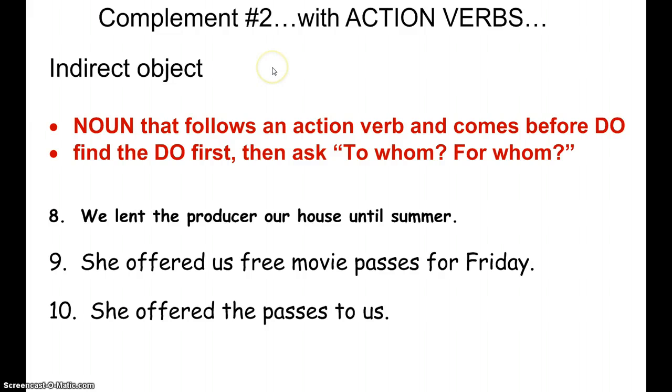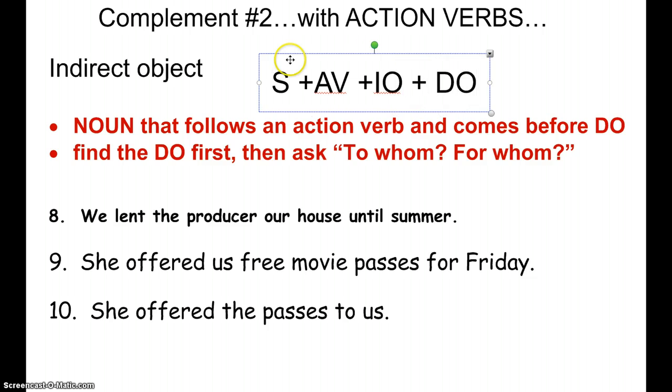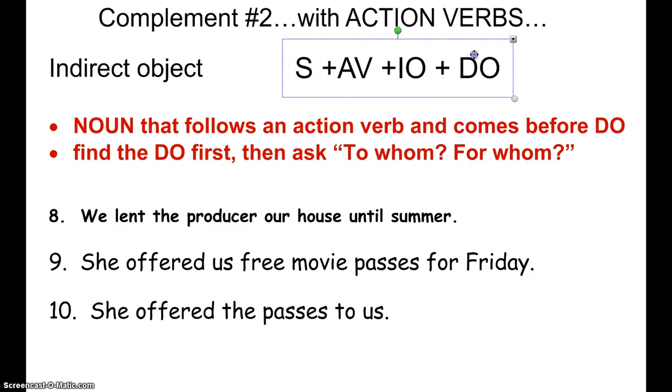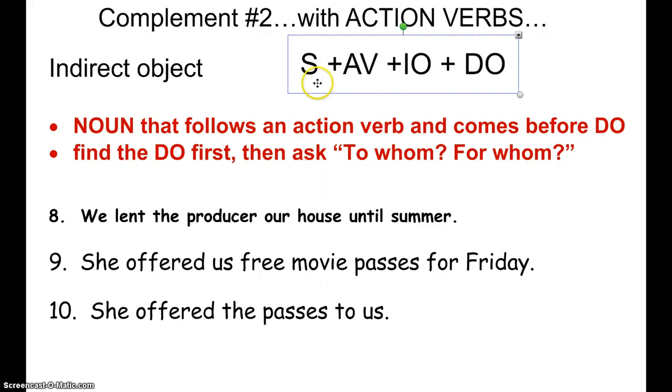Continuing on to our next sentence pattern, we're going to look at subject plus action verbs, and we're going to add in indirect objects if we have direct objects. And we do not have a sentence pattern that is subject plus action verb plus indirect object. You cannot have an indirect object unless there's a direct object.